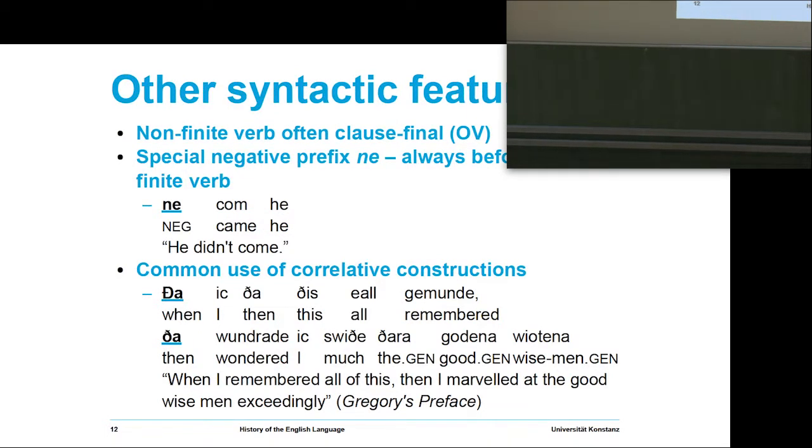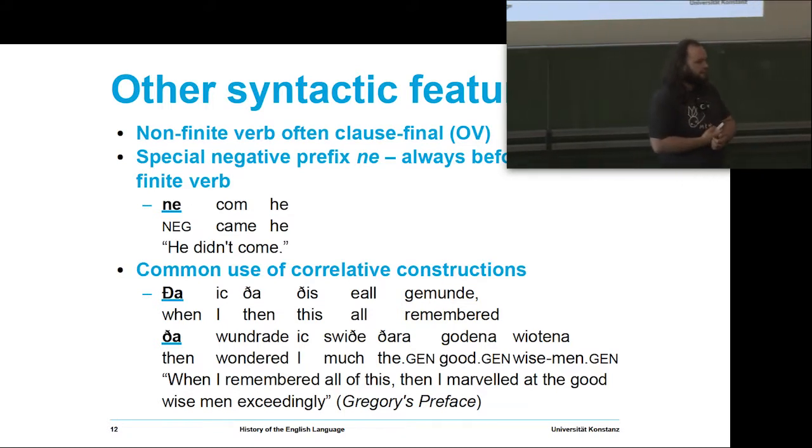Here is another special feature of English. How do you negate a sentence? Negating a sentence is very simple in Old English. There is a special particle, ne or ni, and this ni, you just stick it in front of the finite verb. And it doesn't count as a constituent, it's a prefix, so it just slots in there and it negates the whole sentence. So here you've got an example, ne kom he.